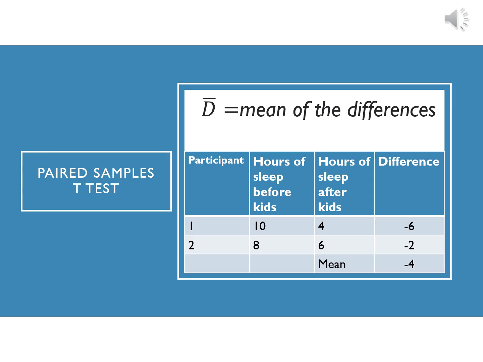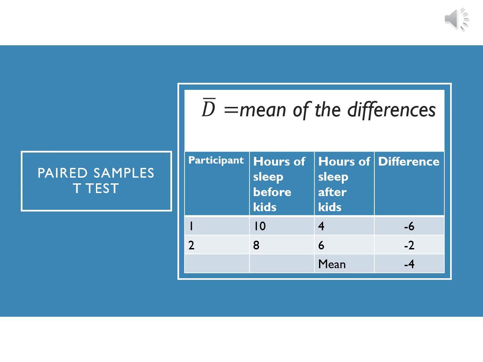And after they have kids, the first participant gets 4 hours of sleep, like we saw. And now the second participant gets 6 hours of sleep. Okay, so we calculate different scores for each of those participants. They have -6 and -2 respectively. But now we want to calculate the mean difference score. Okay, so the mean of the difference scores.